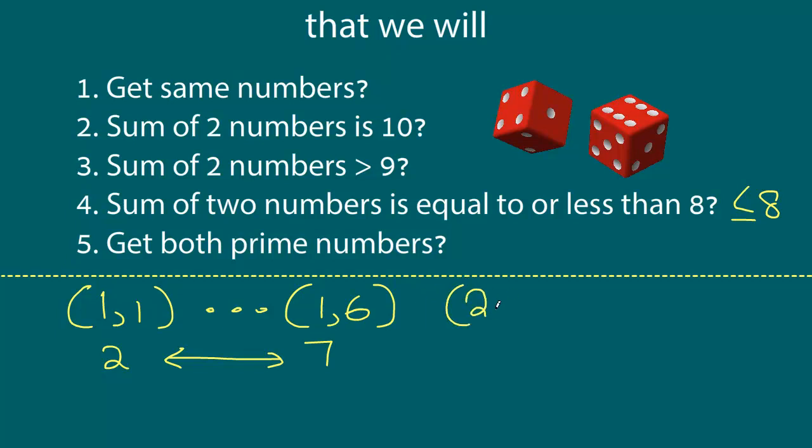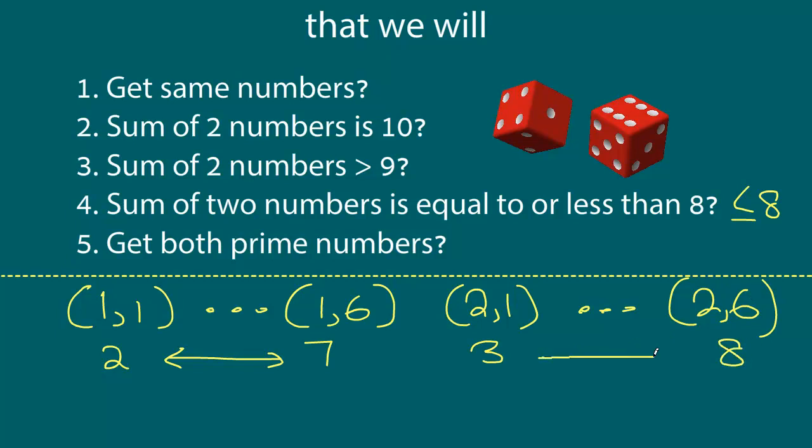Now, when we do 2,1 through 2,6, this is 3 and this is 8, right? So again, all these values are less than or equal to 8. So all of these 6 outcomes are favorable. All of these 6 outcomes are favorable, right?